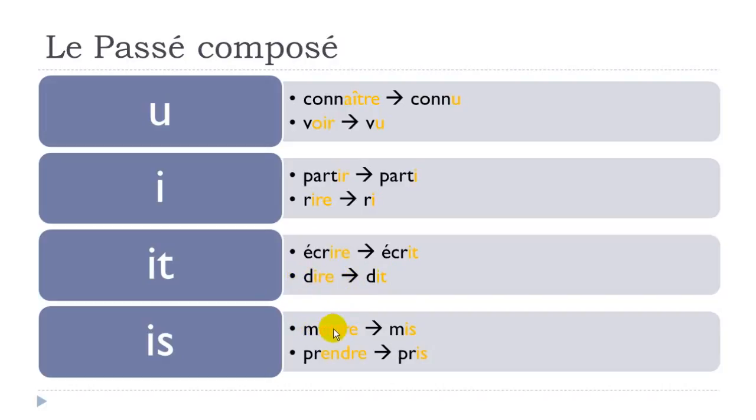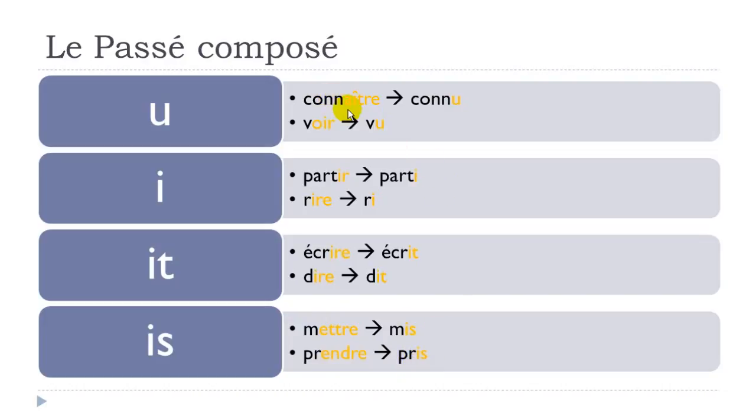And then mettre, to put, E-T-T-R-E, will give you this I-S, mis, same thing here, the final S is not pronounced, mi, okay. And then prendre, E-N-D-R-E, will give es, pris, okay? Same thing here, you don't pronounce the final S, okay?